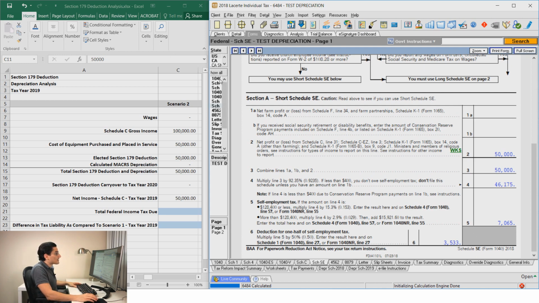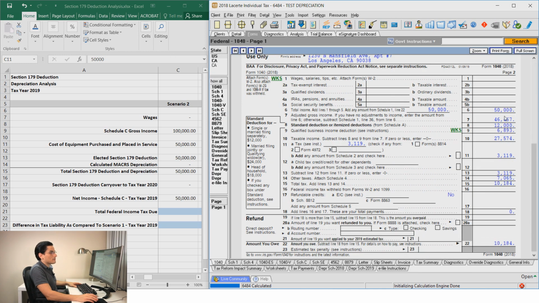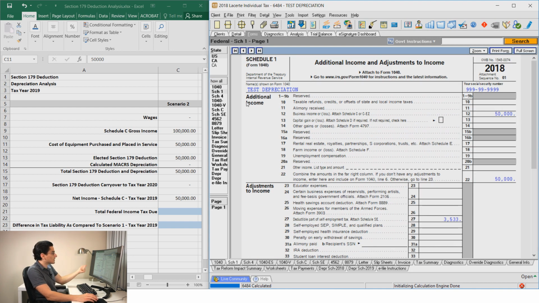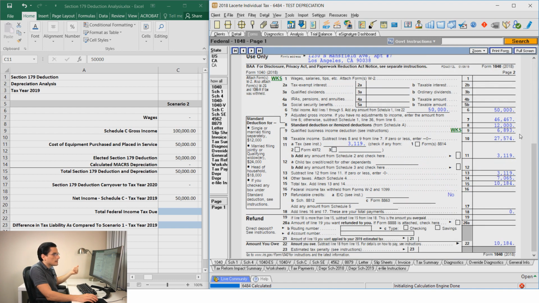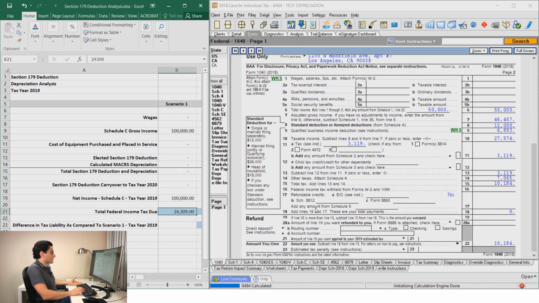So let's take a look back at Form 1040. Now we have $50,000 coming through from Schedule 1 here, which is coming from Schedule C. All right. And overall, we see that the total tax decreased to $10,184. So quite a significant savings, right? We had $24,309. Now we have $10,184, and I'll do some calculations here to show you the actual differences in a second. But let's take a look at scenario 3 real quick.